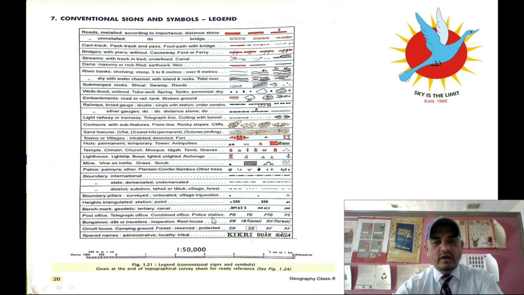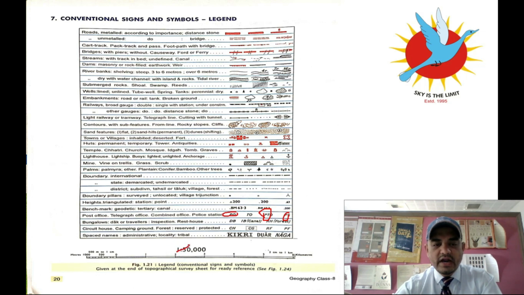Now suppose post office, PO, is written on the topo sheet and you do not know what PO is. Suppose you do not know PTO, or PES, or something else. It means it will be difficult to analyze the topo sheet.